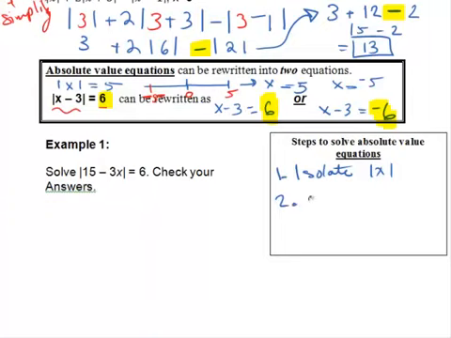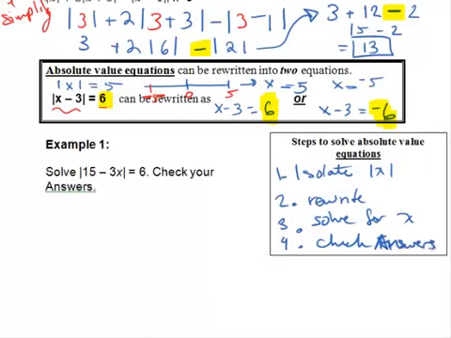So isolate the absolute value. Then two, rewrite it, just like we saw above, with a plus or a minus on the outside. And then you solve for x. And then make sure that you always check your answers. This will become especially important for our next lesson. So check answers.